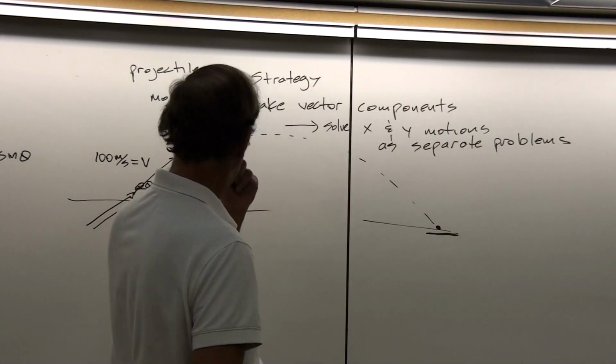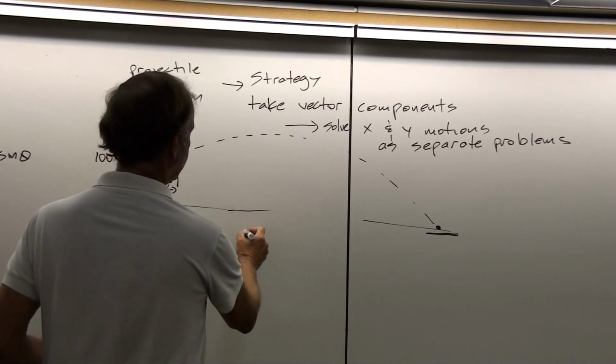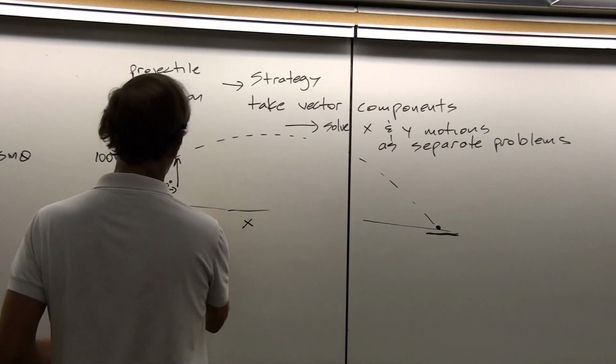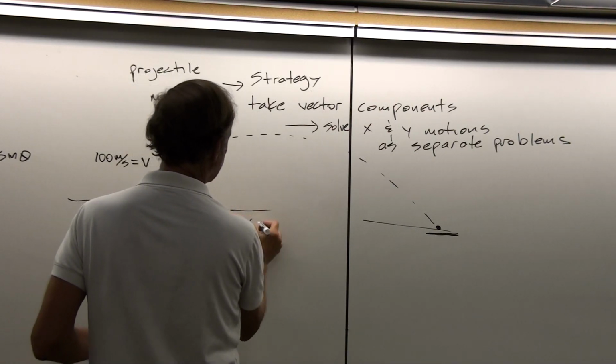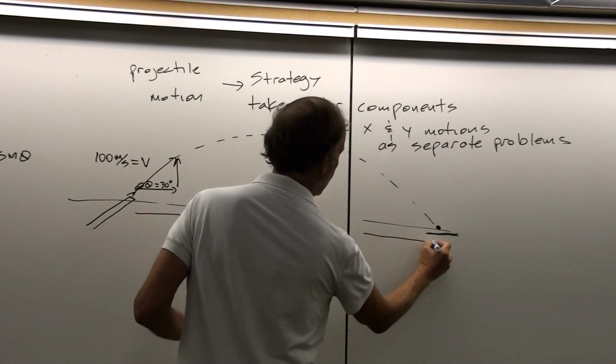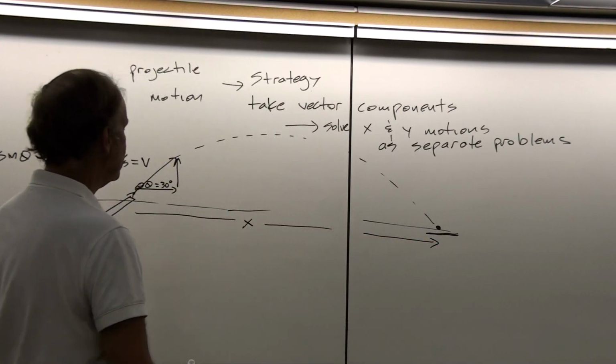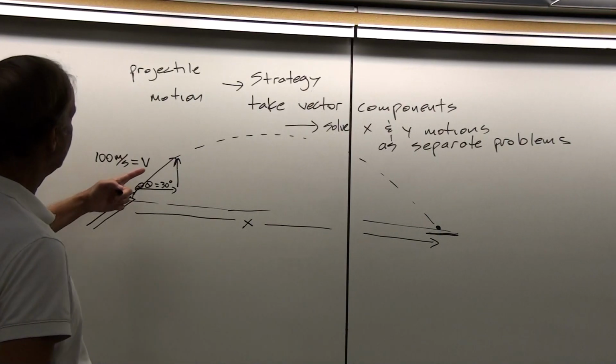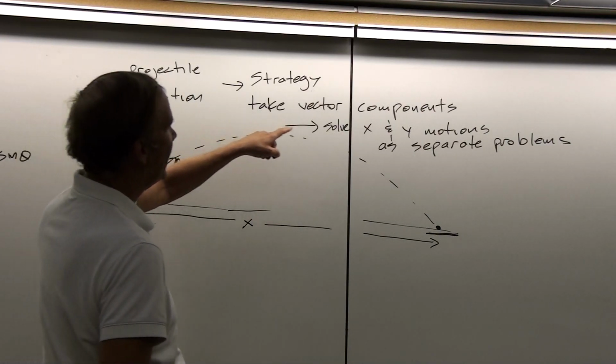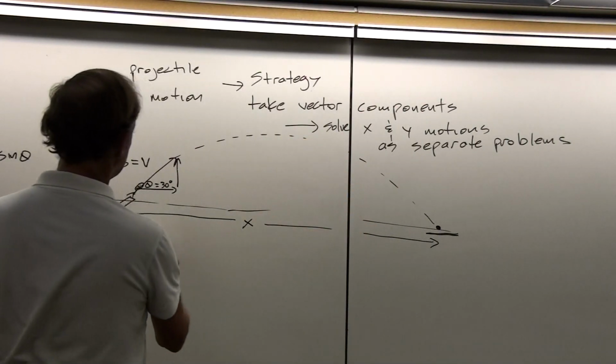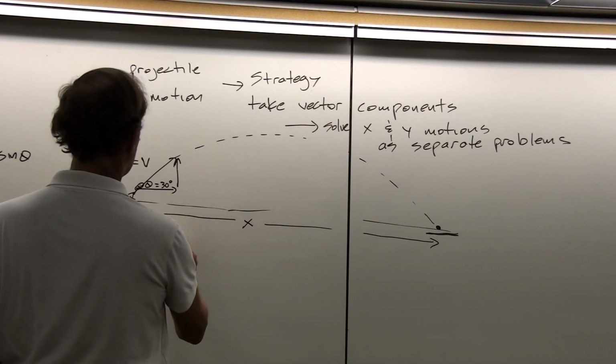Okay, so how would we do that? Well, in this case, let's say that we want to know what the x displacement or horizontal range is for the clown. It's fired at 100 meters per second, and let's assume the clown lands at the same height from which he is shot.